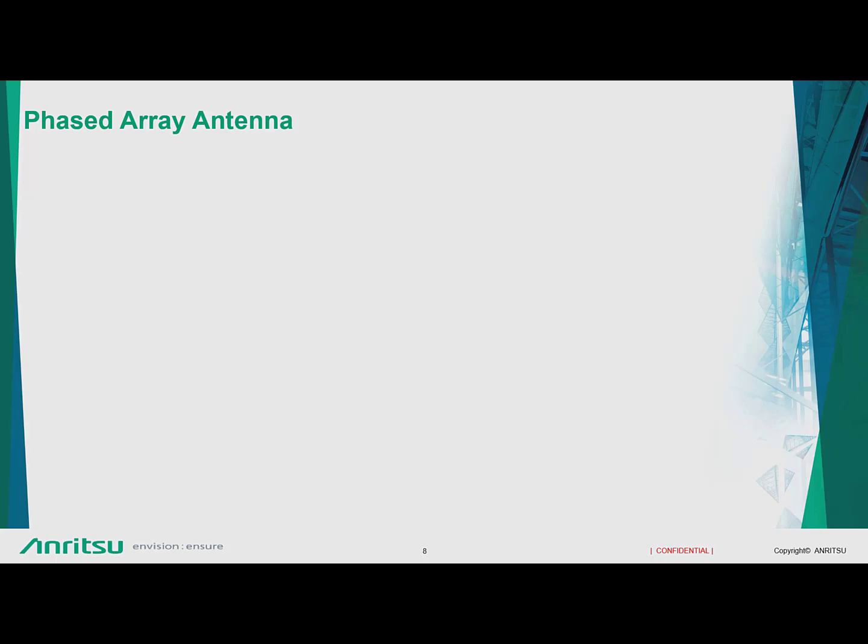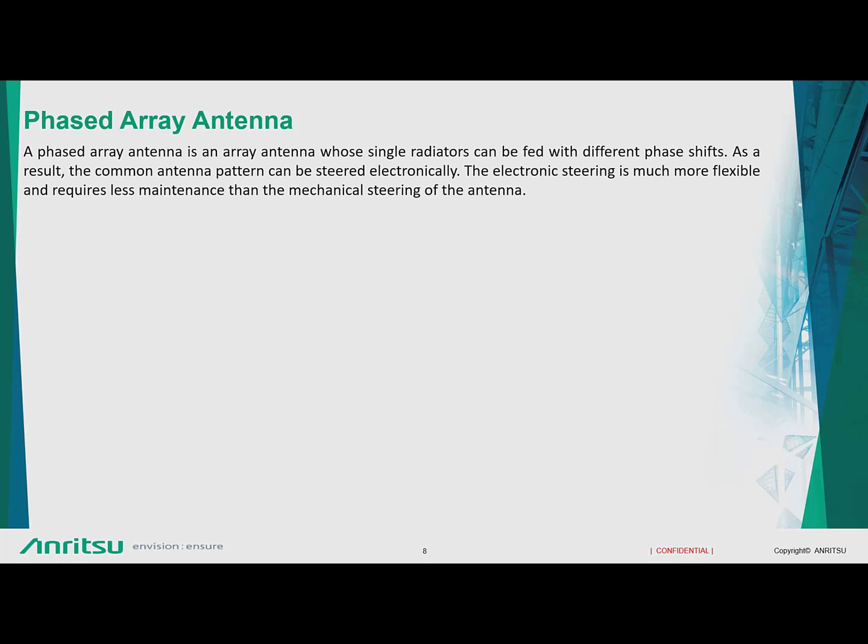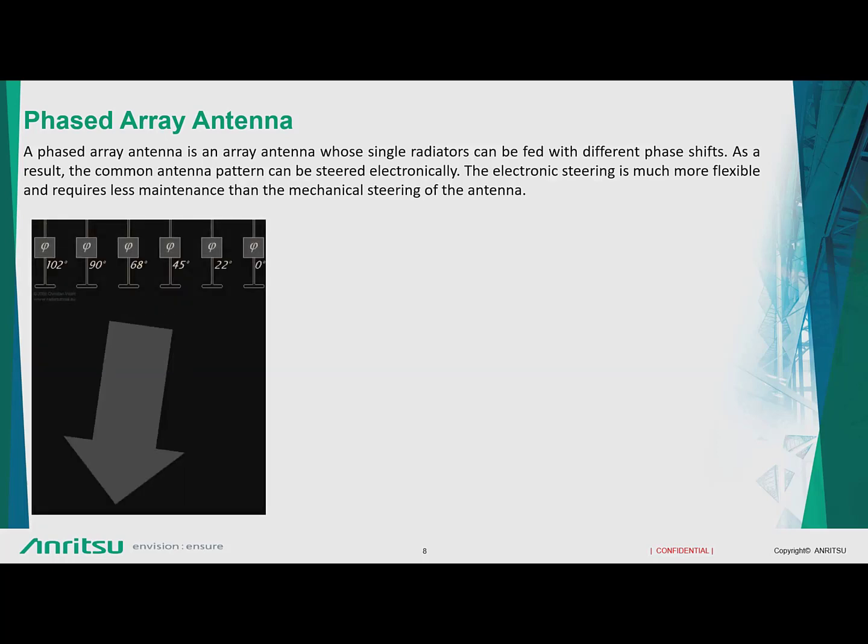So just to give you a definition, you can actually read through it, but it's pretty straightforward, but I'll still try to be more explanatory on why phased array antennas are used. The statement that I had from one of the websites is that a phased array antenna is an array antenna whose single radiators can be fed with different phase shift. This will become more clear from this image, and you can see that as a result, the common antenna pattern can be steered electronically.